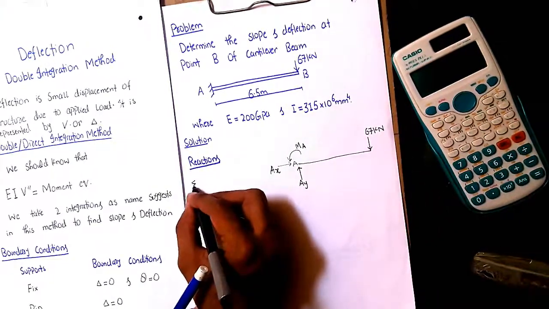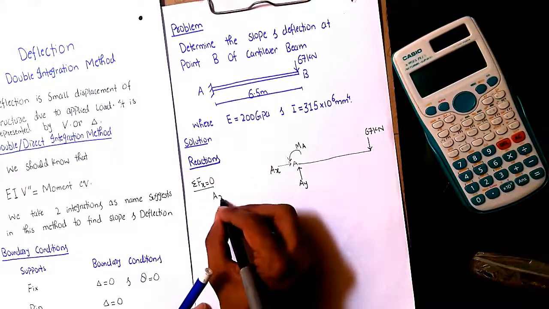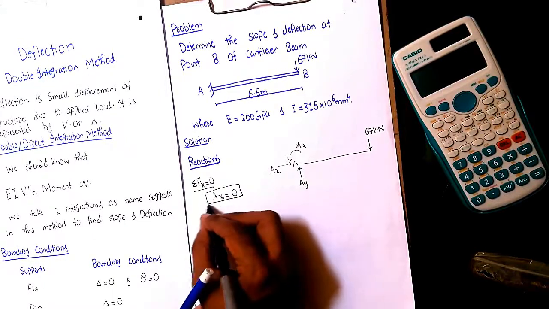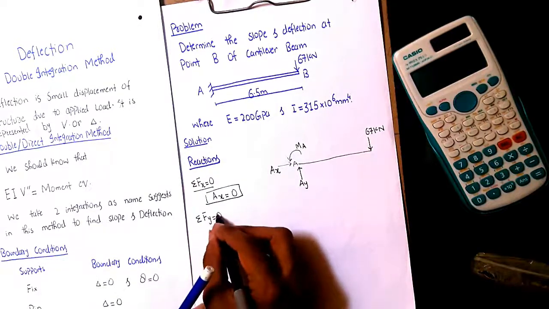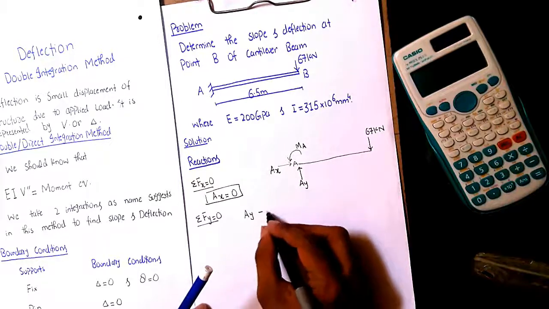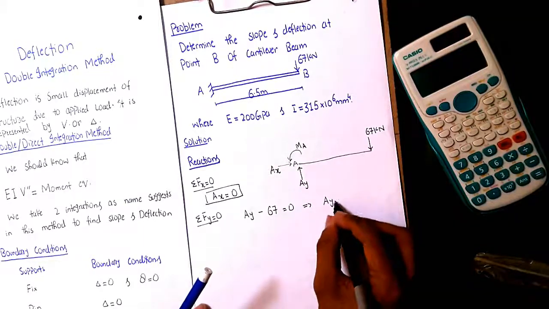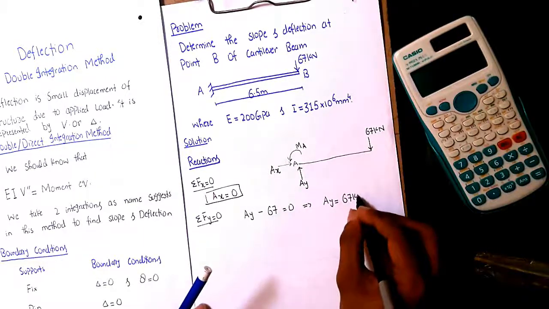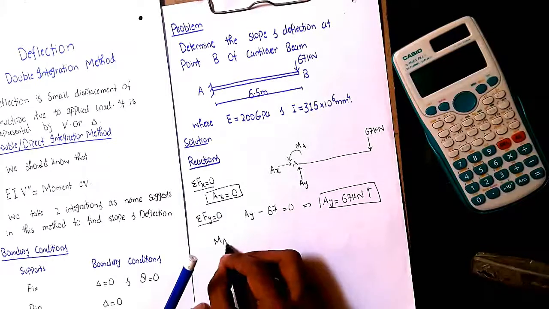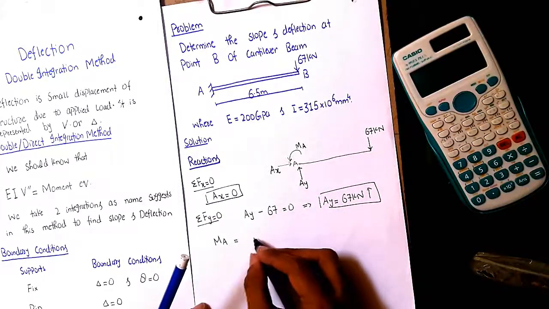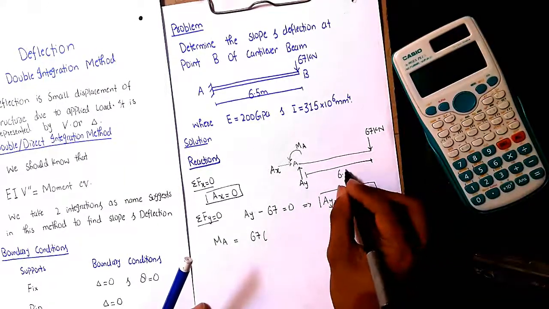I will take the summation Fx is equal to 0, which will give me Ax is equal to 0, as there is no other horizontal force acting on the beam. Then I will take summation Fy is equal to 0, Ay upward positive minus 67 downward. It will give me Ay is equal to 67 kilonewton upward. Now the moment at A will be equal to 67 multiplied by this distance, which is 6.5.